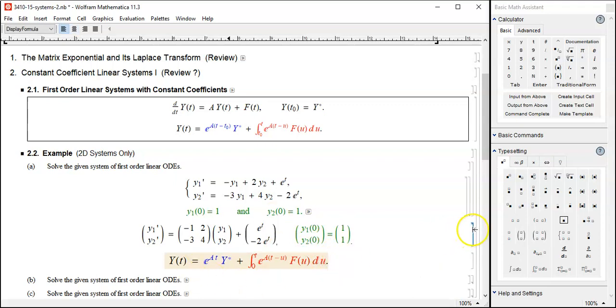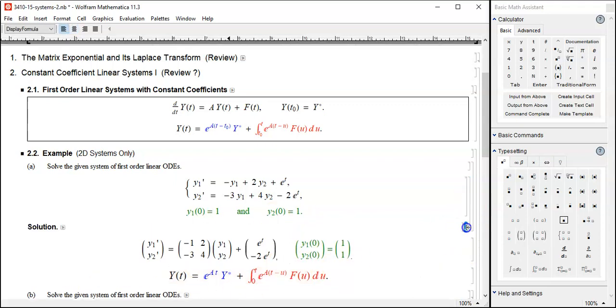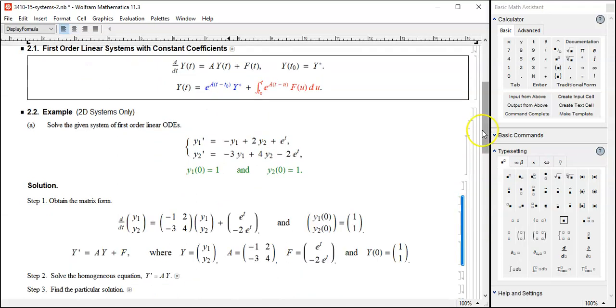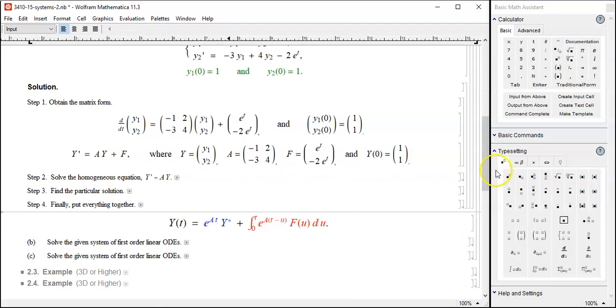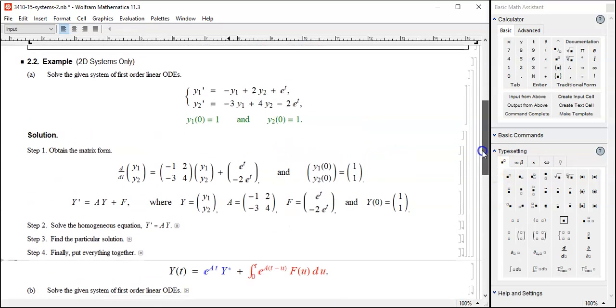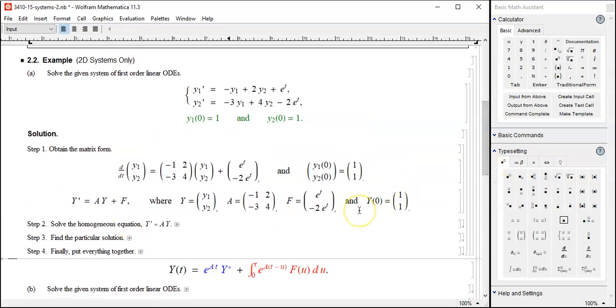And let's consider this. What do we have here? Obtain the matrix form. It's the repetition of something we just did. Feel comfortable? Now let's solve the homogeneous equation. Basically, I want this, and then times y star, which is this multiplication. No big deal. But how do we find the matrix exponential? Oh boy, there goes the problem.